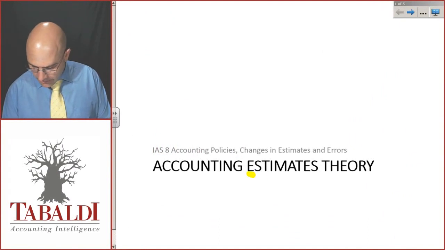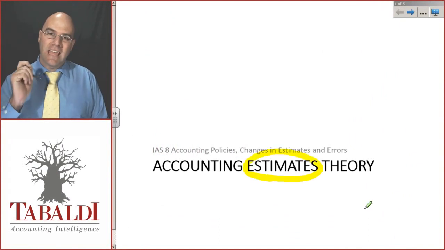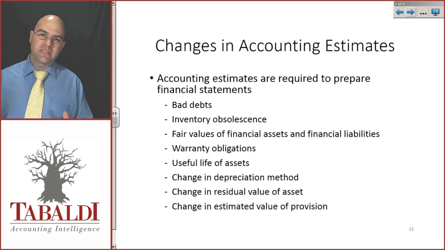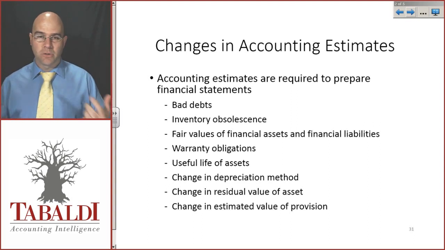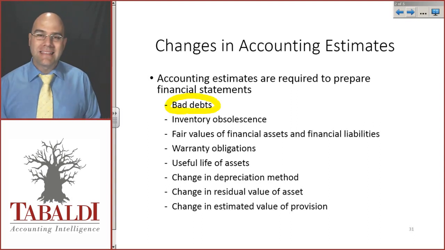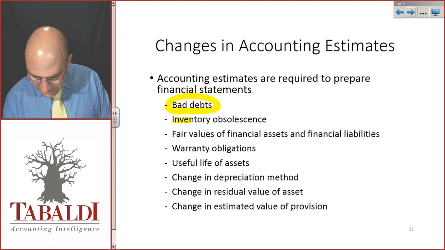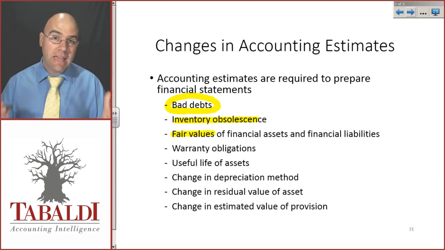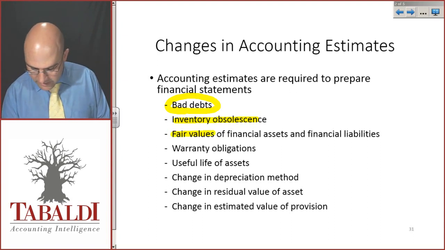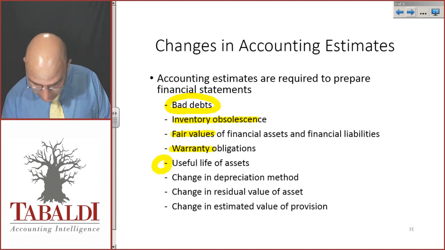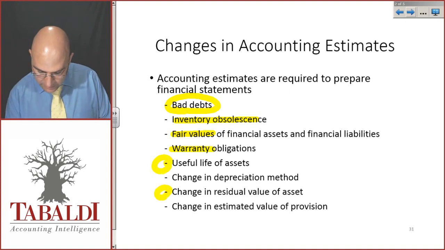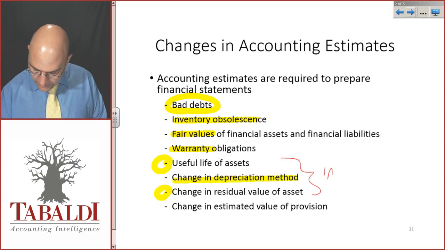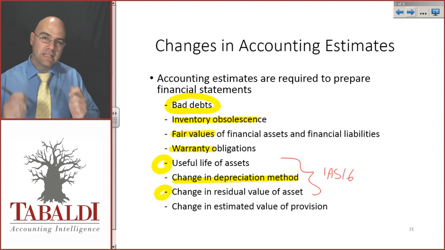Now we're going to look at the theory around the changes in estimates component of IAS 8. There's a whole bunch of examples of estimates that may or may not change. First of all, your allowance for credit losses surrounding bad debts. Your inventory obsolescence may have some estimates in it. Fair values of financial assets and liabilities have estimates in them many of the times. Your warranty obligations, useful life of assets, residual value of assets, and change in depreciation method of assets. Those are all required by IAS 16 to be estimated every single year.